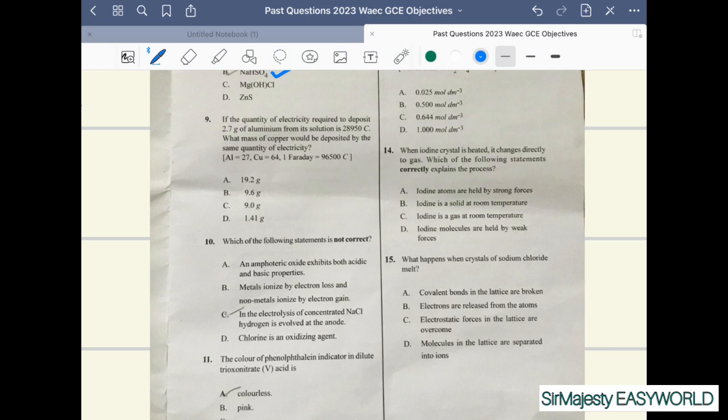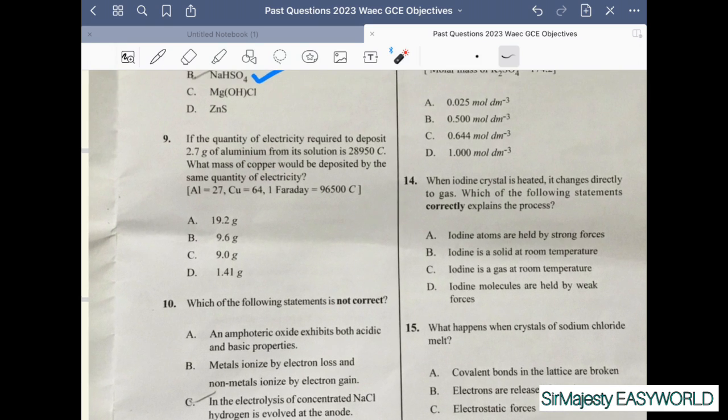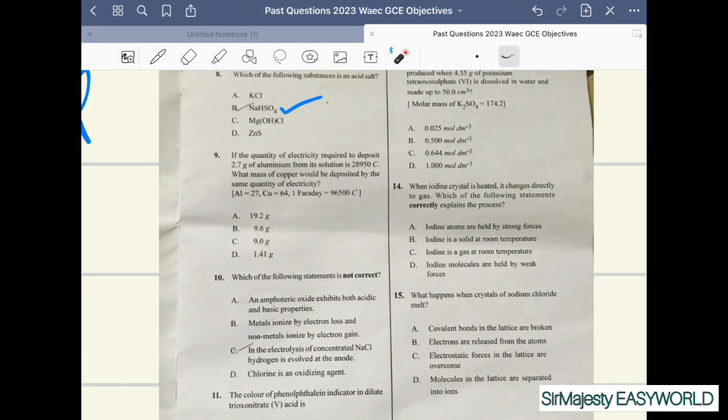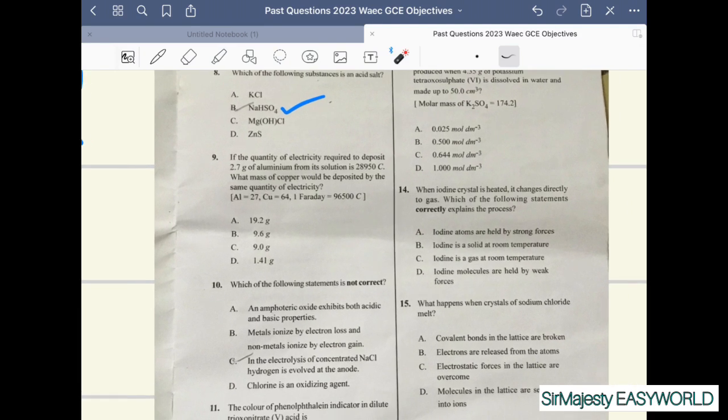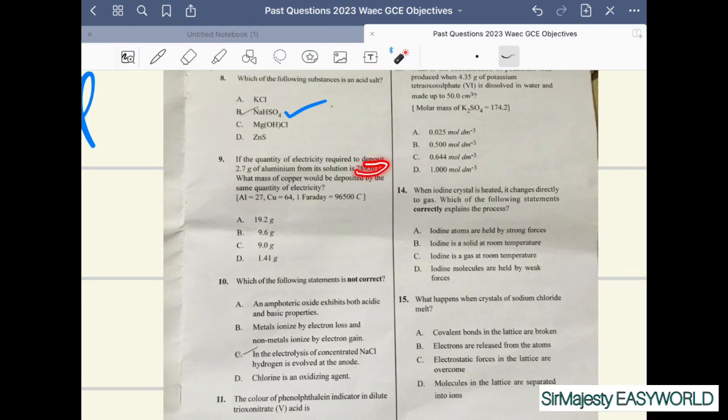How do you know it's second law? Just watch what I'm highlighting. It mentioned aluminium, and again is now asking us about copper, and they have different charges. Aluminium ion is actually Al3+, while copper is Cu2+. So copper and aluminium have different charges, and that means they are different electrolytes, and the same quantity of electricity is passed through them. You'll be using Michael Faraday's second law of electrolysis.